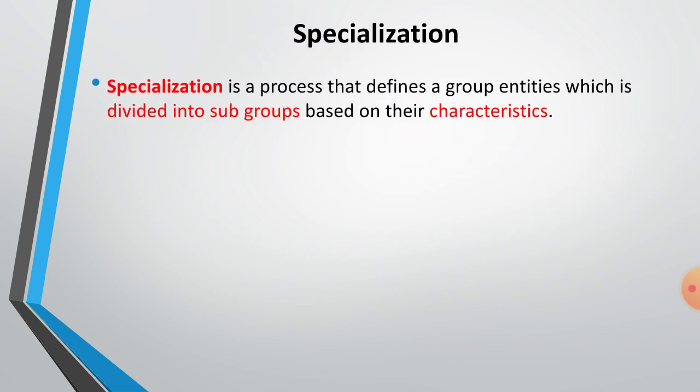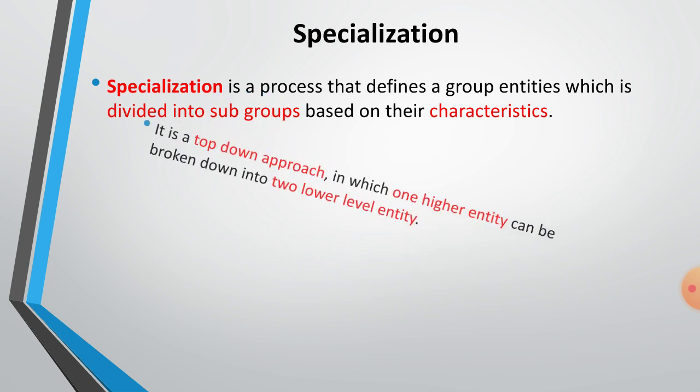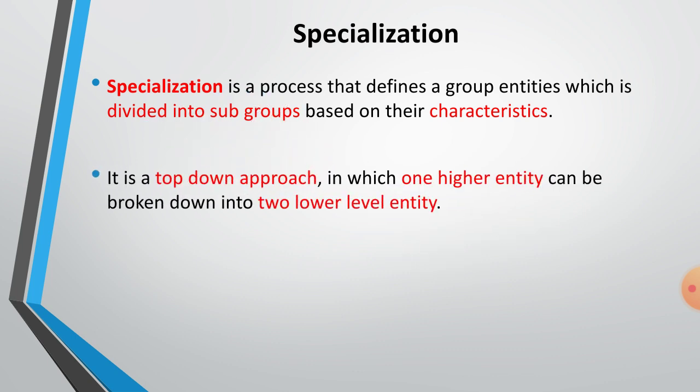And now coming to the second one, specialization. It is the reverse process of generalization. See the definition of specialization: it is a process that defines a group of entities which is divided into sub-entities. It means whatever entity we considered, that entity is divided into a number of sub-entities. How is it possible to divide? Based on their entity characteristics. Okay, it is a top-down approach. One entity is divided into a number of sub-entities.